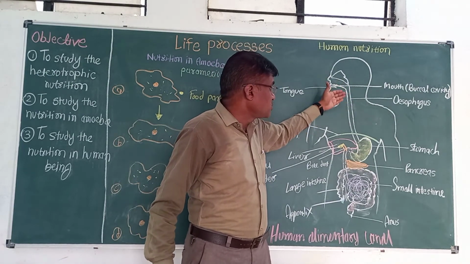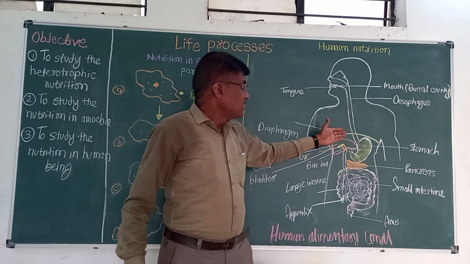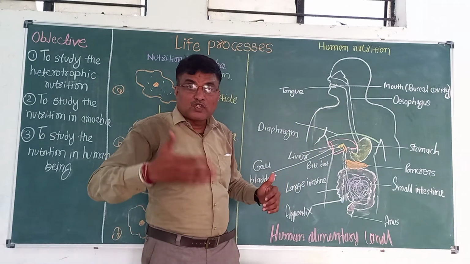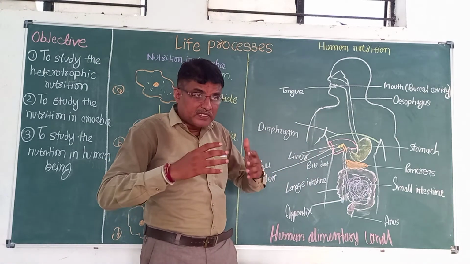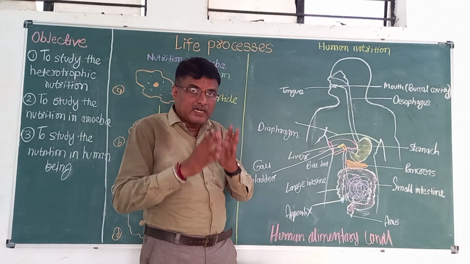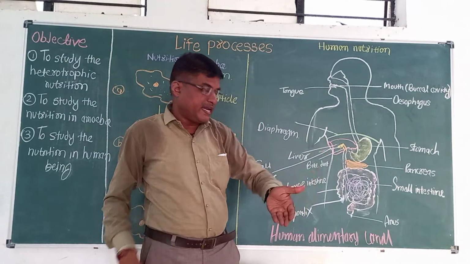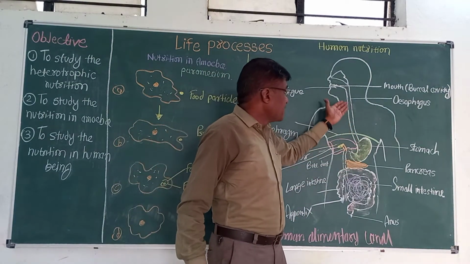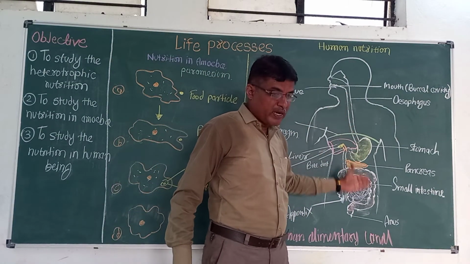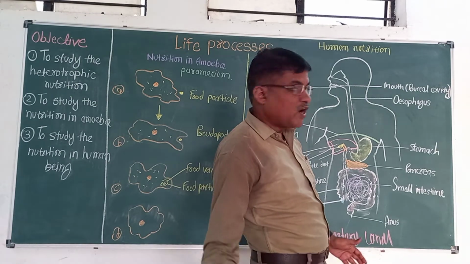Then food comes in the esophagus. The movement is called peristaltic movement. The muscles in the gut contract, and due to that the food passes in the forward direction. That is called peristaltic movement. With the help of peristaltic movement, the food is passed forward.